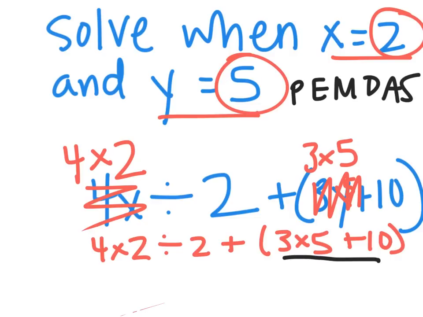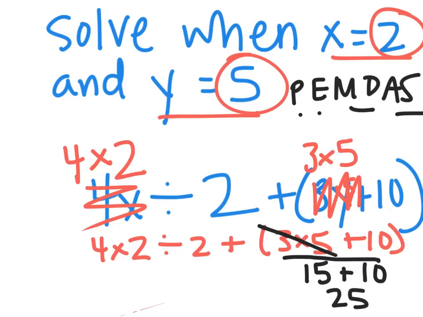So do I go left to right, or do I follow PEMDAS again? Well, you need to follow PEMDAS again. So within the parentheses, I now look at PEMDAS again. I don't have parentheses in the parentheses or exponents, but I would do multiplying and dividing first before adding and subtracting. So 3 times 5 is 15. Then I'll add 10, which is 25. So this whole thing is 25.